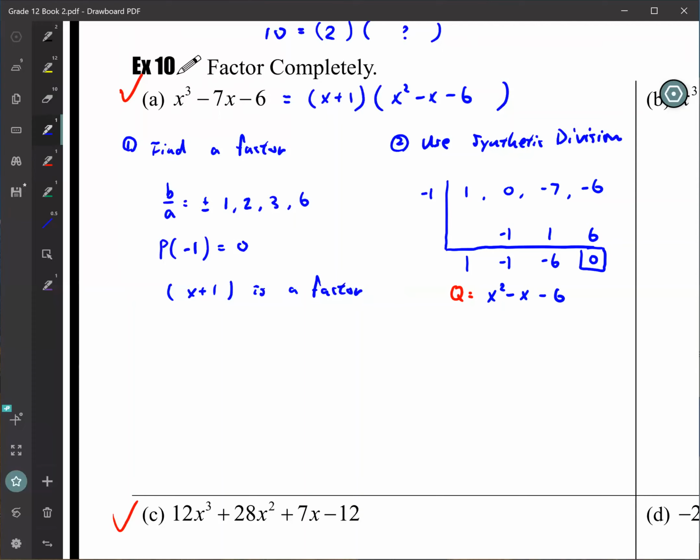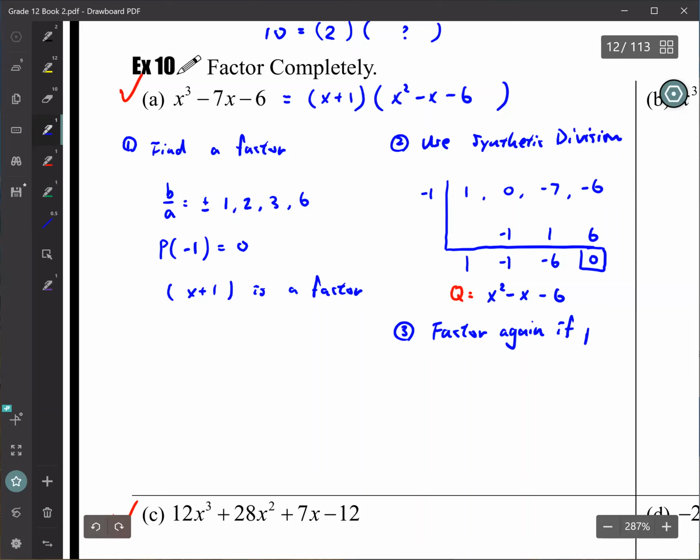Now, last step, we can write down factor again, if possible. Or you can say factor the quotient, okay? Factor Q if possible. So you look at x squared minus x minus 6.